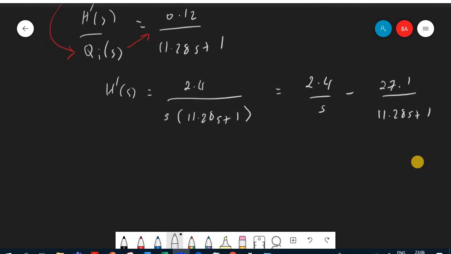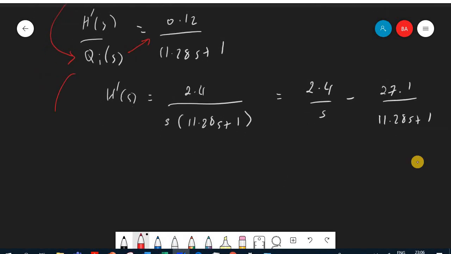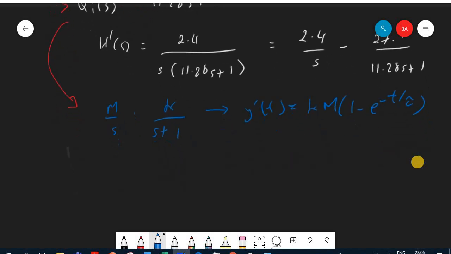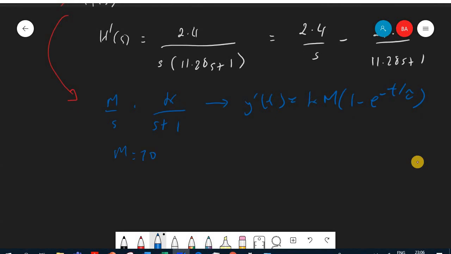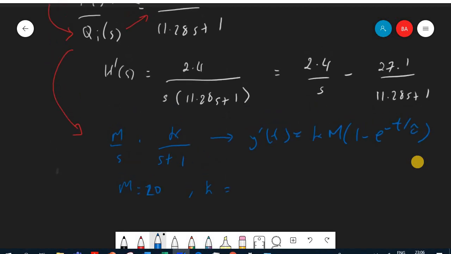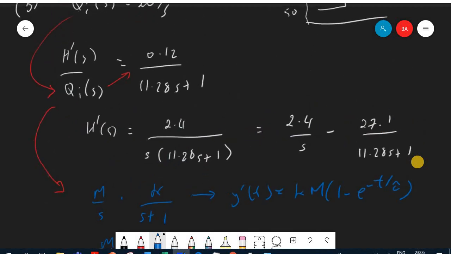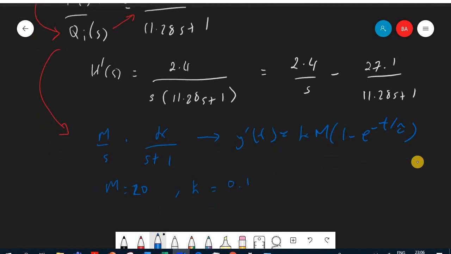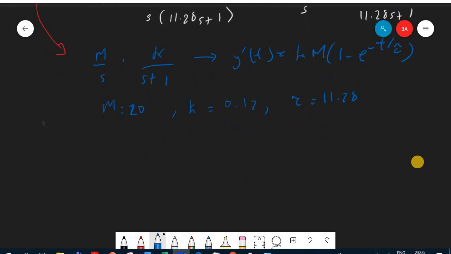But what I really like to do is that I already know that this is a step input to a first order process, and y of t will be Km into 1 minus e to the power minus t over tau. So I'll just make my shortcut. I know M is equal to 20, and my K, let me look at that just to remember, my K is 0.12, and tau is equal to 11.28. So I have all the values that I really need here.